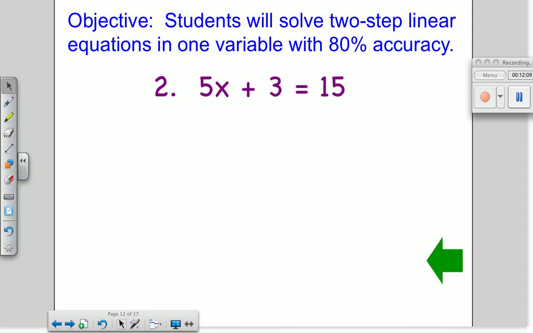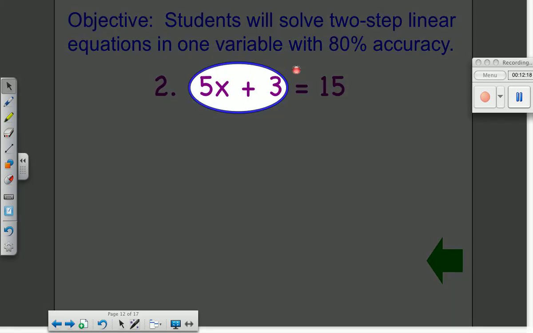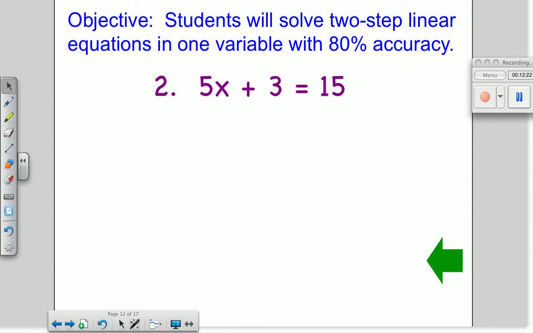5x plus 3 equals 15. So again, focusing on where the x is, I have multiplication and I have addition. The opposite of multiplication is division, and the opposite of addition is subtraction. Take care of this addition first. I subtract 3 from both sides. And I hope you pause this to try doing this by yourself before you're watching it. Okay? Plus 3 minus 3 is equal to 0.